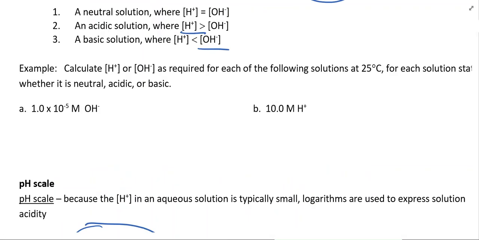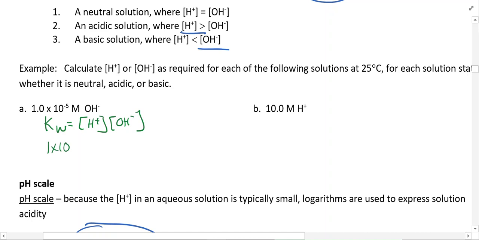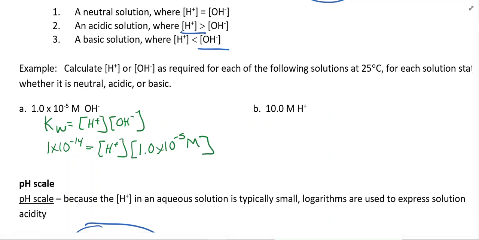Backing up for a moment, taking a look at concentration. Here we have the concentration of hydroxide. We're going to use the equation Kw is equal to the concentration of hydrogen times the concentration of hydroxide. We know Kw is 1 times 10 to the negative 14th. In this one we have hydroxide, so we're going to solve for hydrogen ion. It's going to be 1.0 times 10 to the negative 5th molarity. So we're going to divide these two.